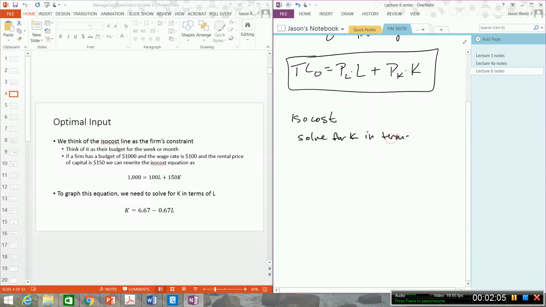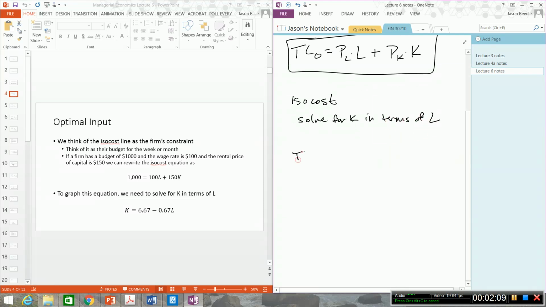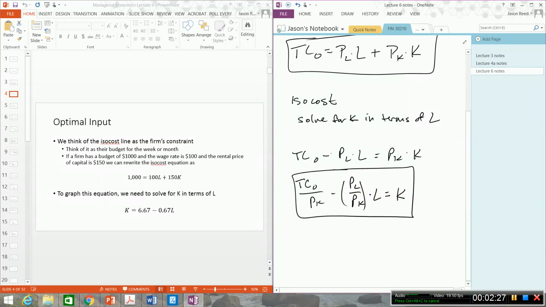in terms of L. That would mean that we have TC naught minus P sub L times L is equal to P sub K times K. And then we have TC naught divided by P sub K, minus P sub L over P sub K times L, is equal to K. Here now we have the ISO cost equation that we were looking for.